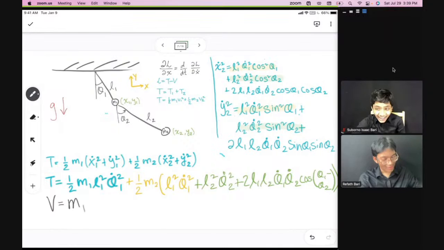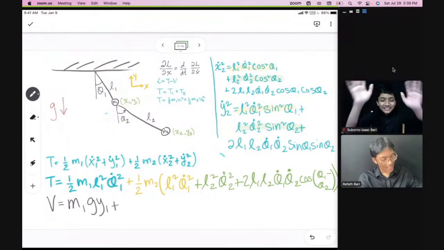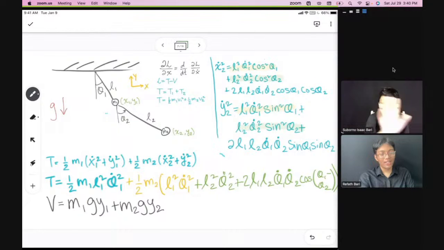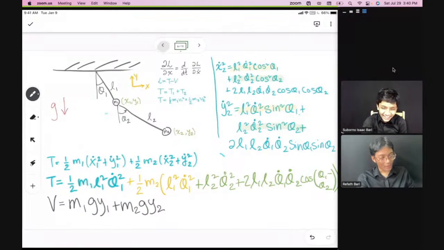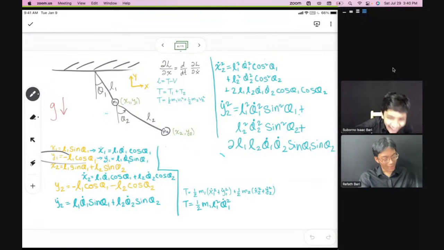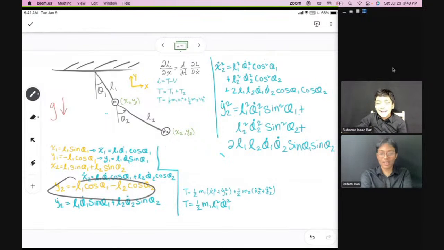Let's go ahead and write down the potential energies, which is m1 g y1 plus m2 g y2. And all we really need to do at this point is plug in y1 and y2. And what is y1 and y2 if not what we've written down right here? y1 is minus L1 cosine theta 1, and y2 is minus L1 cosine theta 1 minus L2 cosine theta 2.